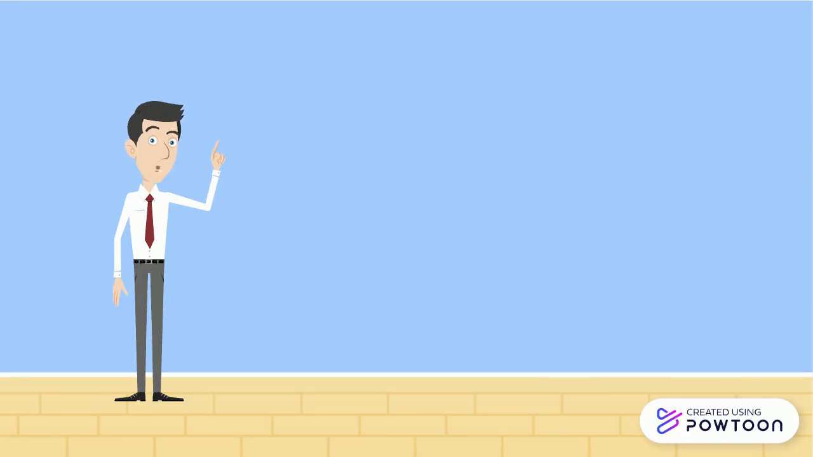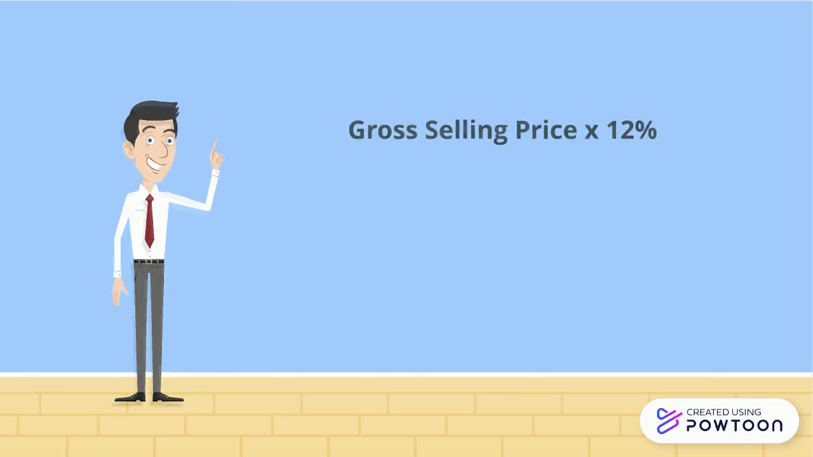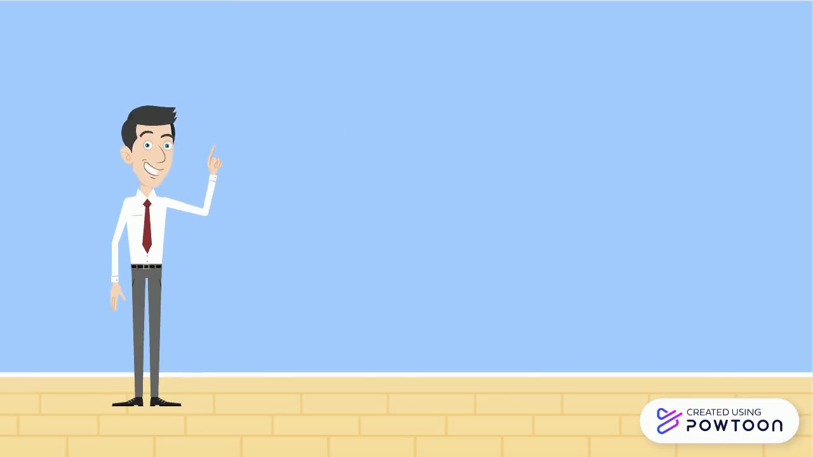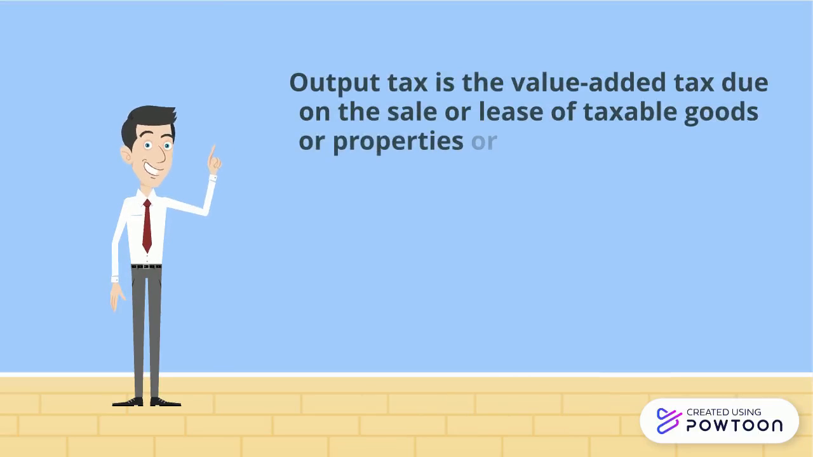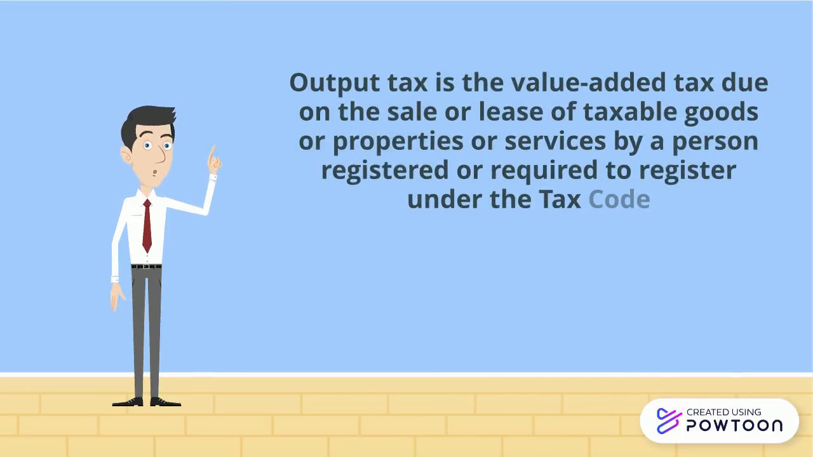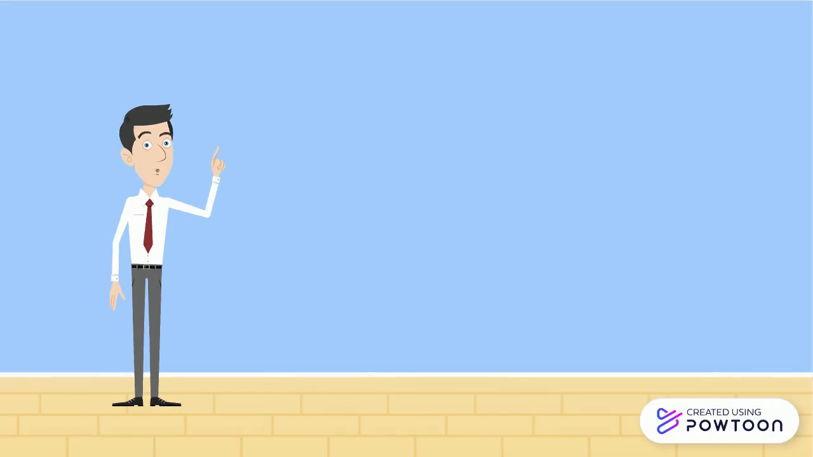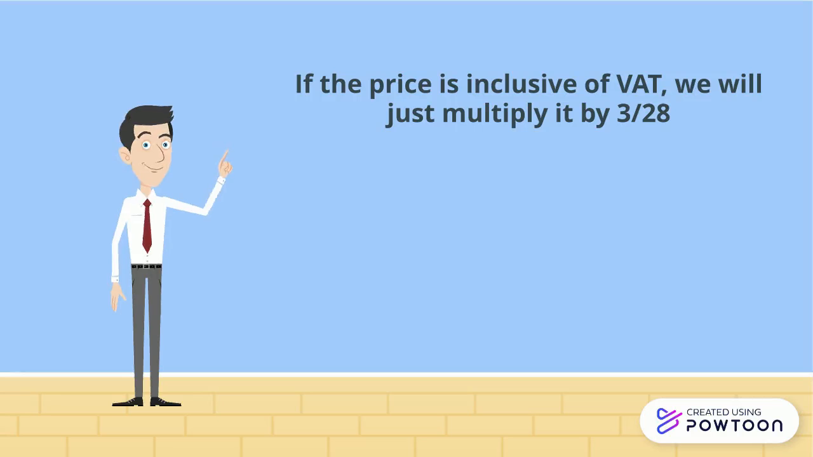To compute for input VAT, the gross purchase price will be multiplied by 12%, which is the VAT rate. On the other hand, output tax is the value-added tax due on the sale or lease of taxable goods or properties or services by a person registered or required to register under the tax code. To compute for output VAT, it will be just the same as the input VAT. Note that if the price is inclusive of VAT, we will just multiply it by 3/28 to get the VAT.